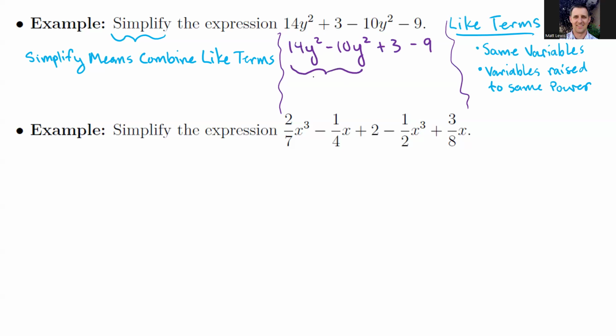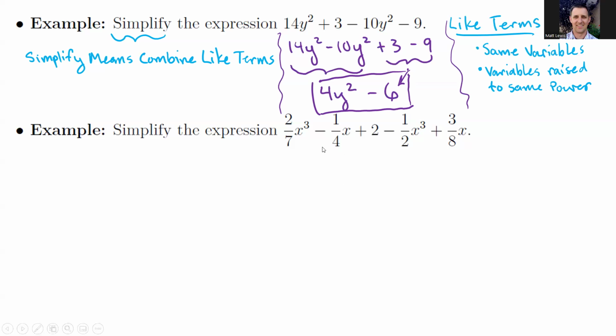Just when you move things around, make sure whatever symbol's in front of that coefficient follows it. So these two like terms, of course, 14y squared minus 10y squared would simplify to 4y squared. And then 3 minus 9 is going to be minus 6. So here's my simplified polynomial expression.